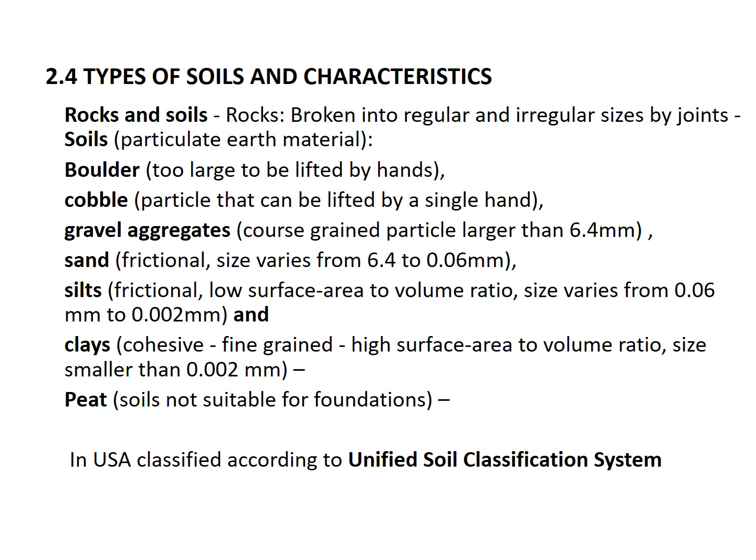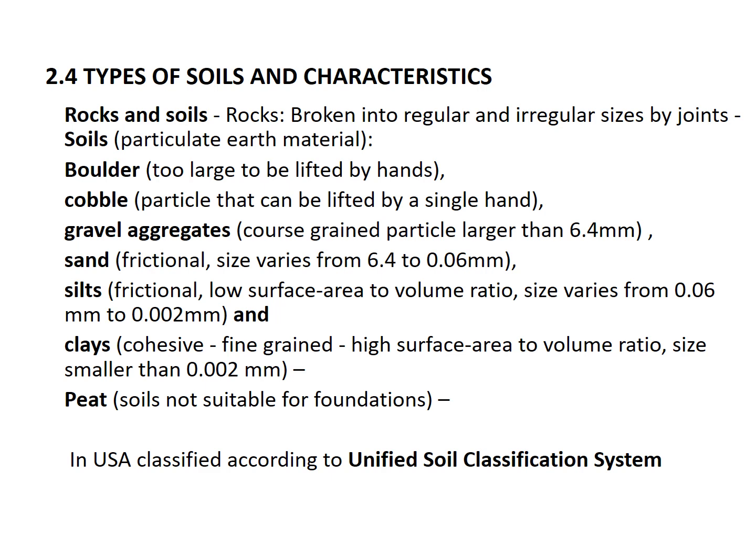Then there are the silts that vary in size from 0.6 to 0.002 millimeter, which are much finer, much smaller, almost too small to see with the naked eye. And the clays, which are cohesive, fine-grained, and have a high surface area to volume ratio, with the size even less than 0.002 millimeter, way outside the range of what the eye can see. And then peat, which is totally organic, and those are soils not suitable for foundations.